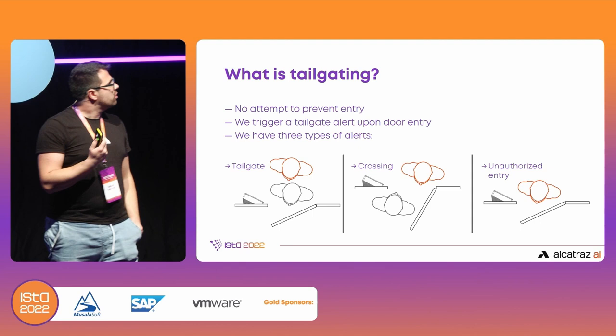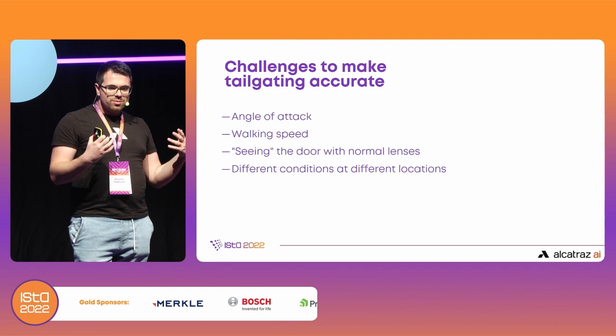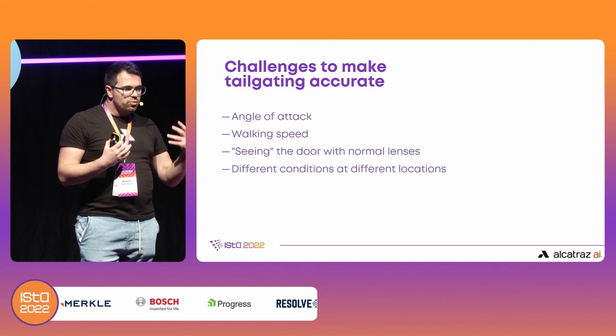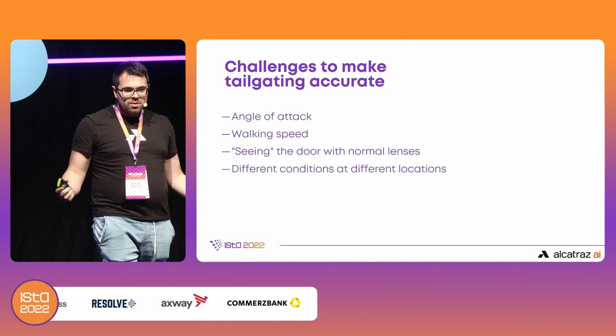So what are the challenges around tailgating? As simple as it sounds, on first view, you actually have to consider that there are multiple variables that you have to take into account. For example, these people can walk from various angles on this device, and they can try to sneak in, etc. Some people walk very fast, some walk very slow, so you have to be able to properly track all of them.